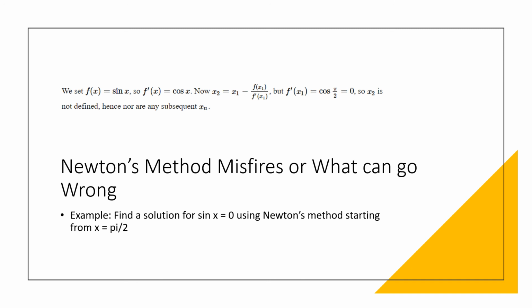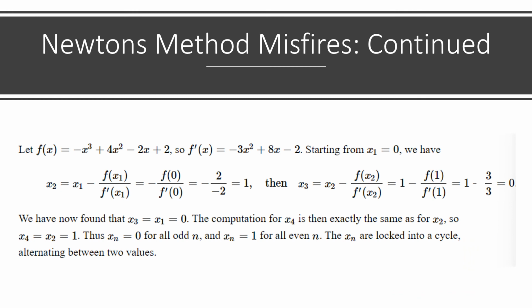Now, if we see this logically, f of x is equal to sine x, so f prime is going to be cosine of x. And if we use this, it's going to be equal to 0, which we cannot do. In using Newton's method, we cannot divide by 0.